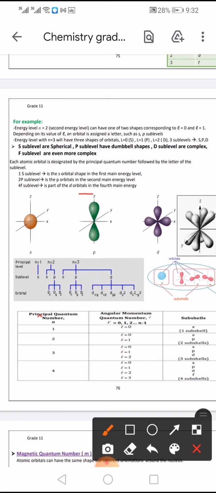Look, this is an example. If n equals 1, we have 1 sublevel. So what is the value of this sublevel, or angular momentum quantum number? L equals 0, which is the S sublevel. For n equals 2, L is 0 and 1, S and P. For n equals 3, L is 0, 1, 2, from 0 to 2: S, P, D. For n equals 4, L is 0, 1, 2, 3: S, P, D, F.